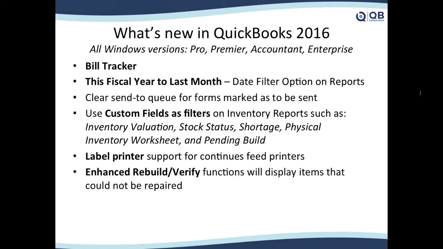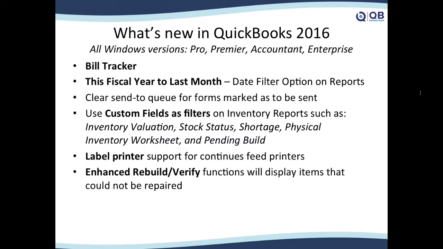So let's talk about first what's going to be available in all editions. So on Pro, Premier, Accountant, Enterprise, we're going to have 6 new features. We're going to have the Bill Tracker. I would say that's the largest of the features. It's actually an entire module that we're going to cover. We're going to have a new date filter called this fiscal year to last month, which is absolutely awesome, and I'll cover why that's awesome. We have a new option to clear the send to queue for forms. So if you have a lot of invoices that you marked as to be emailed and you want to unmark them all, there's a great feature for that.